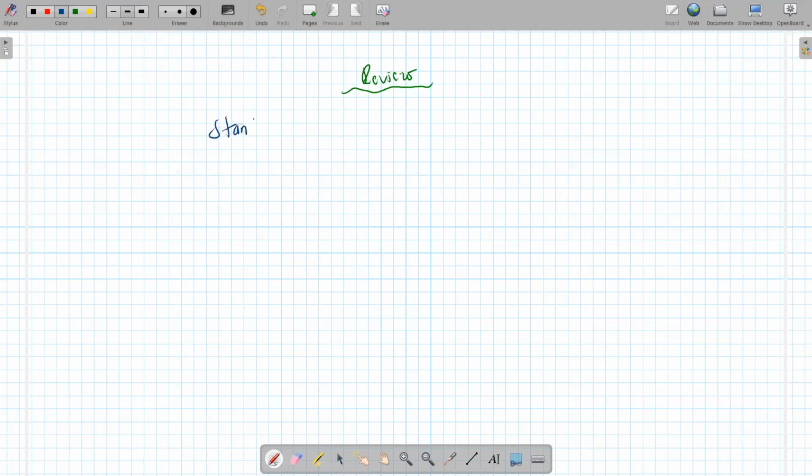There's the standard form, where it's going to be something like this. For example, 3x minus 4y equals 12. Right? What's the y-intercept? What's the slope? It's not possible to see unless you shuffle it around. That's the standard form of a linear equation.